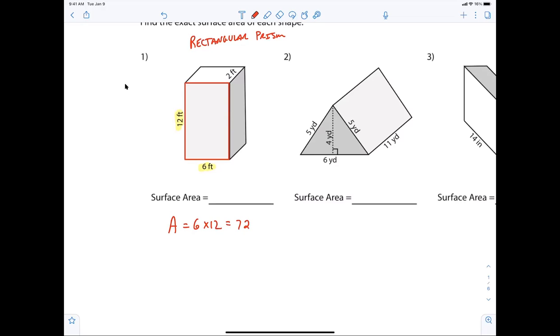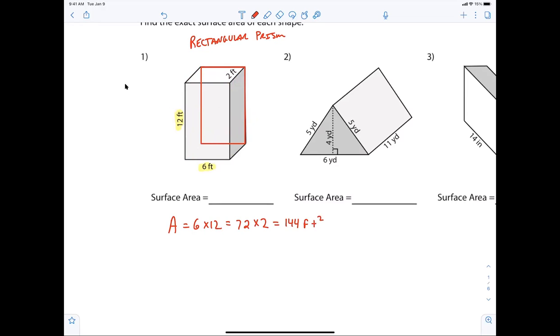Now, please watch what I'm doing. I'm taking this right here and moving it. That is also the back wall. Does everybody understand there's a front wall and a back wall, and they are exactly the same? So that's why we're going to times 2. Which is what? 144 square feet.